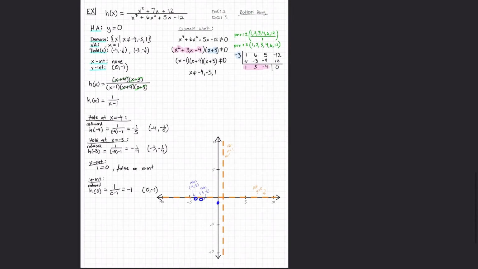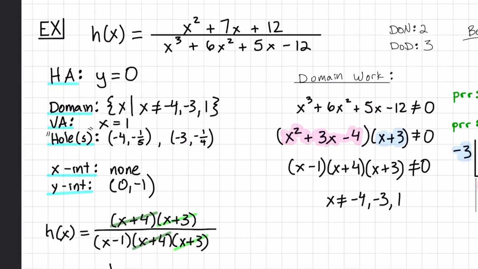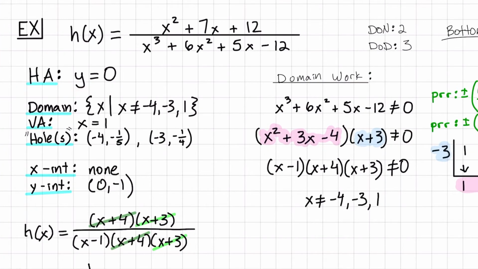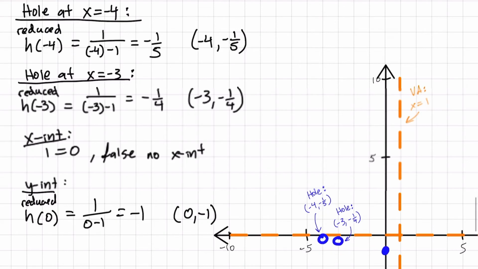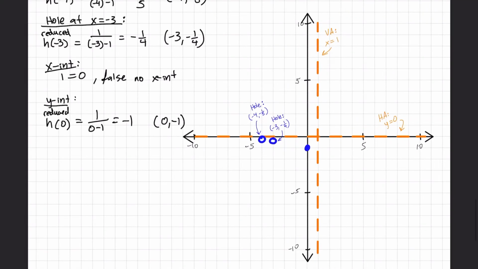So let's put all of this information onto our graph. We have our horizontal asymptote, we have our vertical asymptote, we have these two holes, we don't have an x-intercept, but we do have a y-intercept. So we put all this together. So here's my horizontal asymptote at y equals 0. Vertical asymptote at y equals 1.